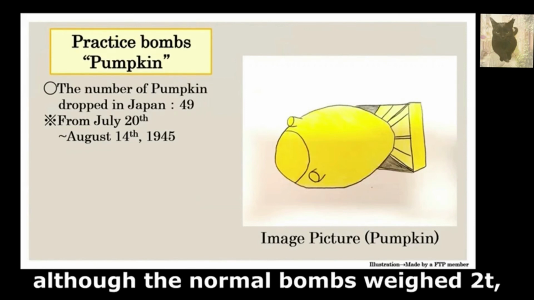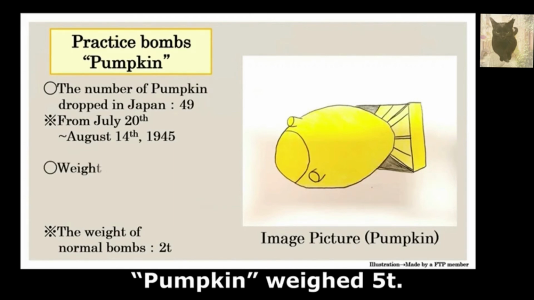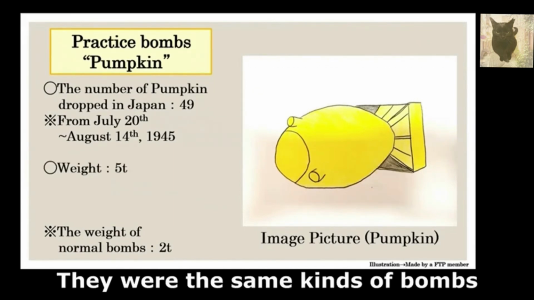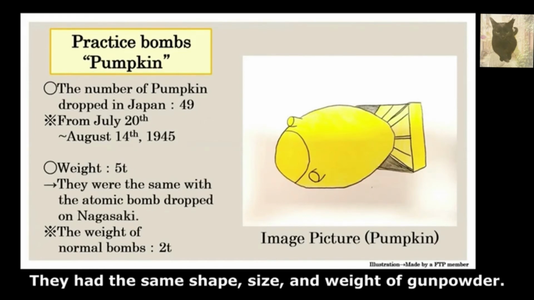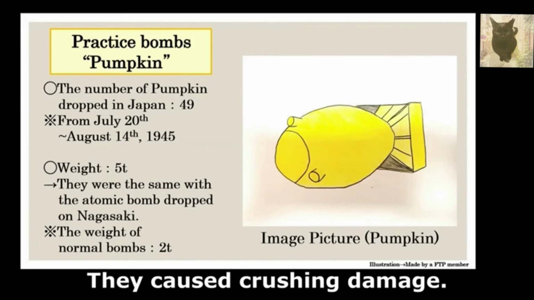Surprisingly, although the normal bombs weighed 2 tons, pumpkin weighed 5 tons. They were the same kind of bomb as the atomic bomb dropped on Nagasaki. They had the same shape, size, and weight of gunpowder. They caused crushing damage.